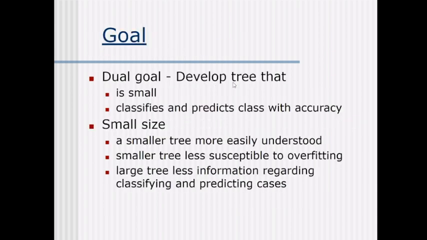So our dual goal: develop a tree that is one, small, and two, classifies and predicts the class with accuracy. A small size: a smaller tree is usually more easily understood. Smaller trees are less susceptible to overfitting, and large trees give less information regarding classifying and predicting cases.